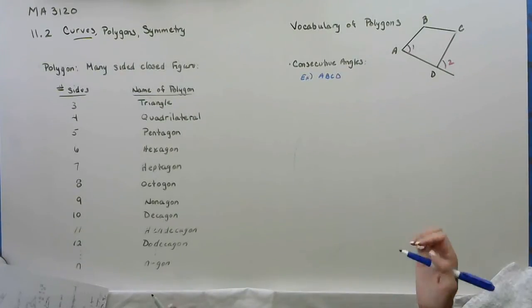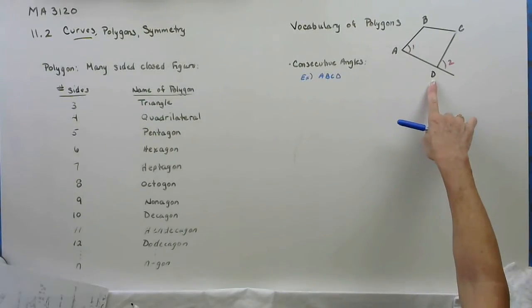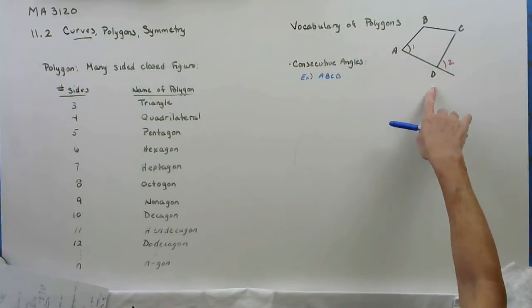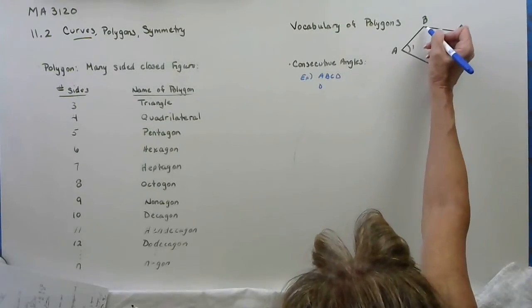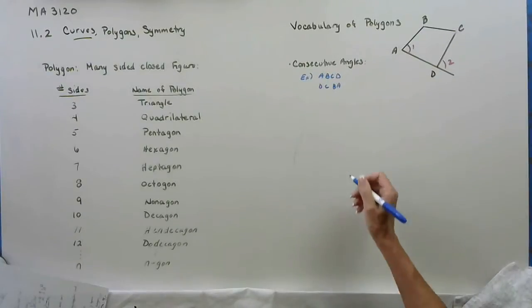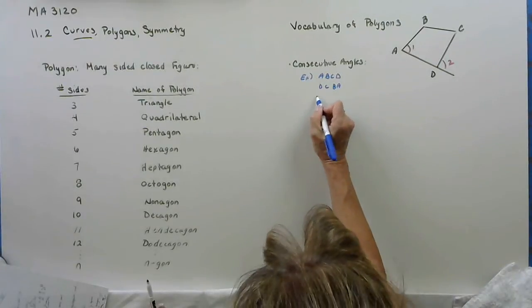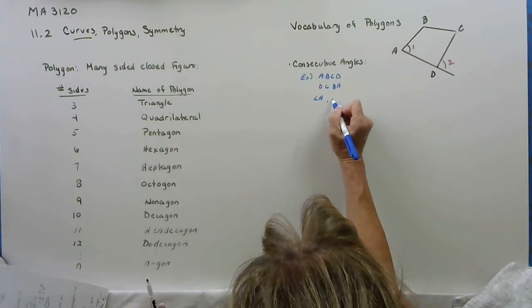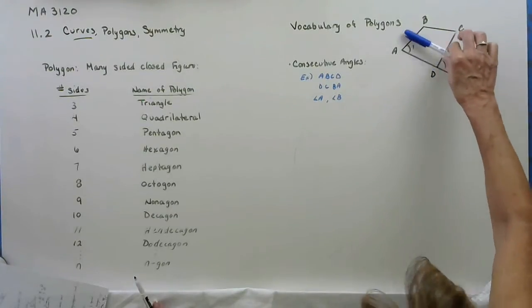But somebody else might say, well, I don't want to start with angle A, I want to start with angle D, and I want to go counterclockwise. So maybe you start with D and then C, B, A. But the idea is they're the ones that are next to each other. Another example could be, well, angle A and angle B are consecutive because we're just going in order.